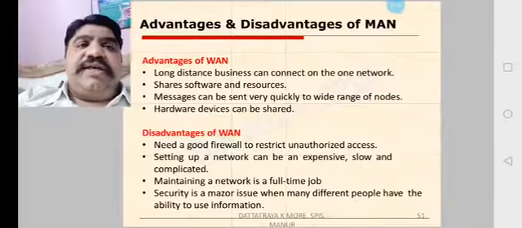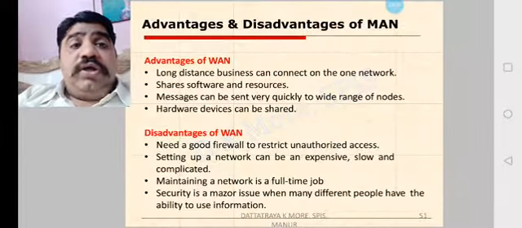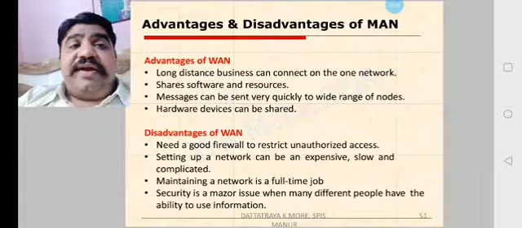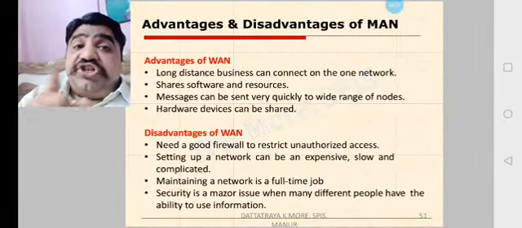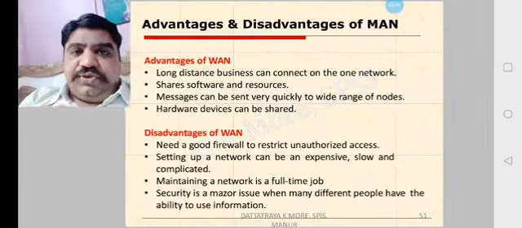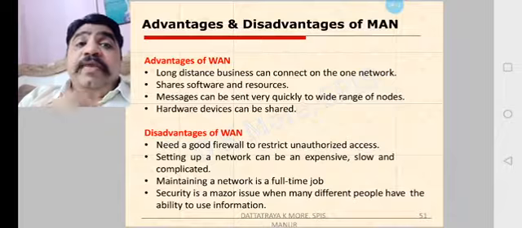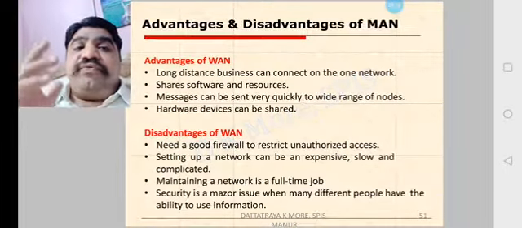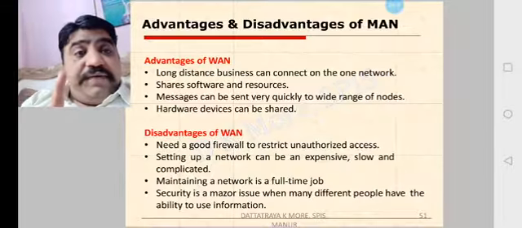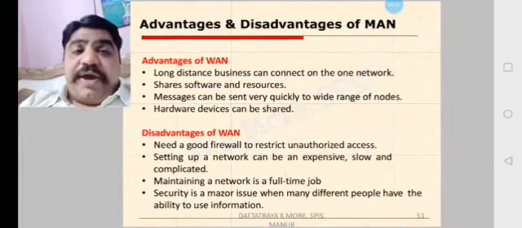Let's see some advantages and disadvantages of WAN. Advantages we'll see first. Long distance businesses can connect on one network. It shares software and resources. This sharing we have understood in the first lecture only. Messages can be sent very quickly to a wide range of nodes. Hardware devices can be shared. So these are the advantages of WAN.